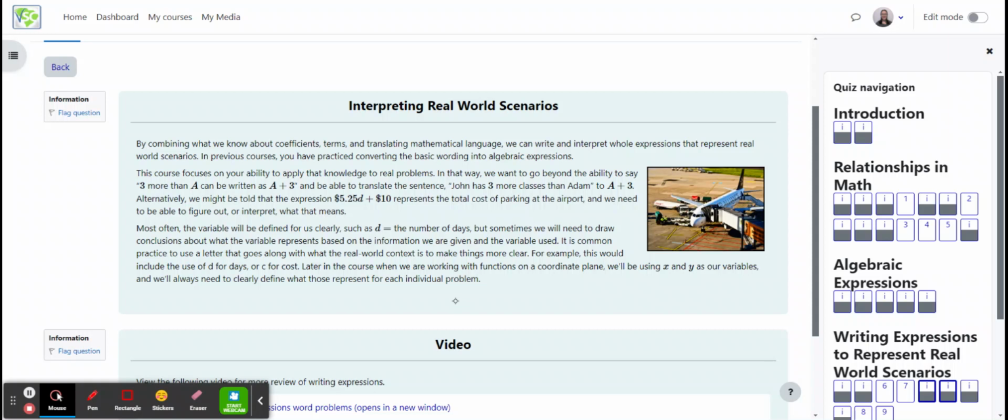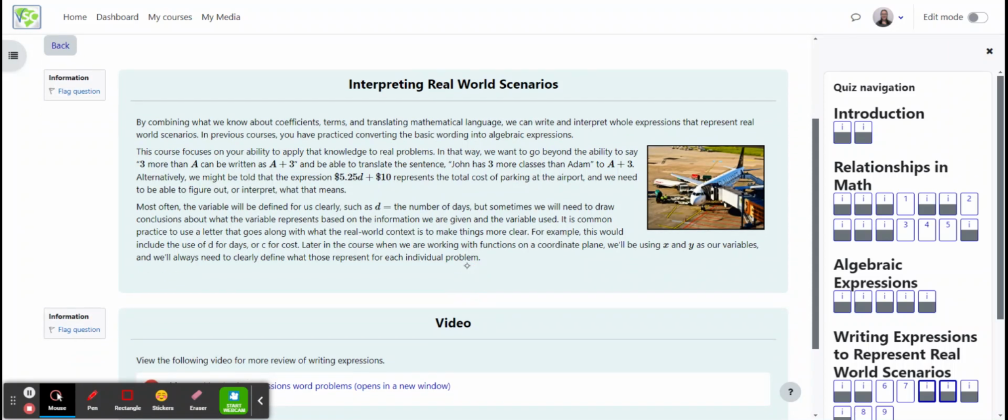This one says, by combining what we know about coefficients, terms, and translating mathematical language, we can write and interpret whole expressions that represent real world scenarios. In previous courses, you've practiced converting the basic wording into algebraic expressions. For example, 3 more than A can be written as A plus 3. So if John has 3 more classes than Adam, A plus 3 would represent how many classes John has.